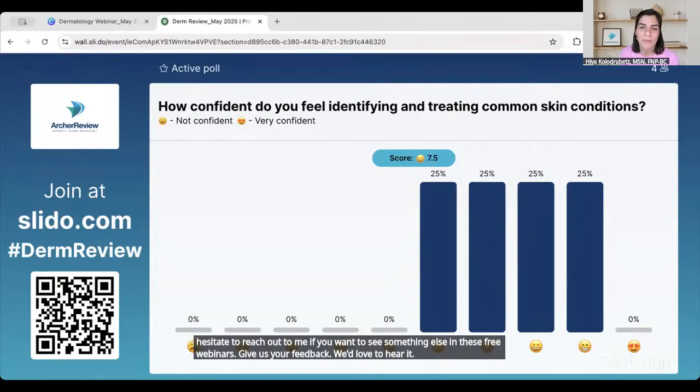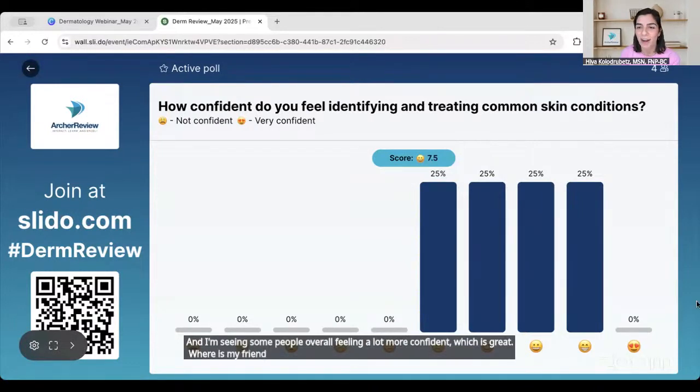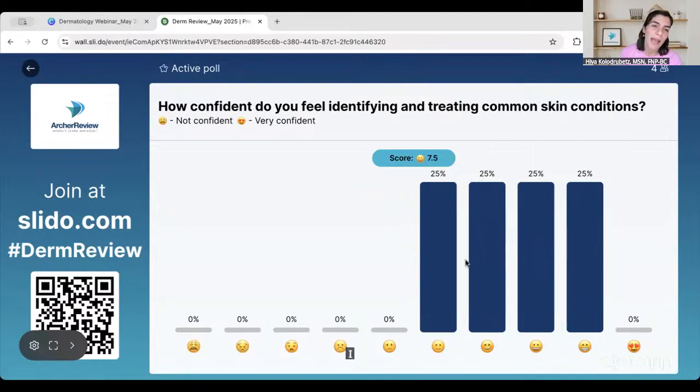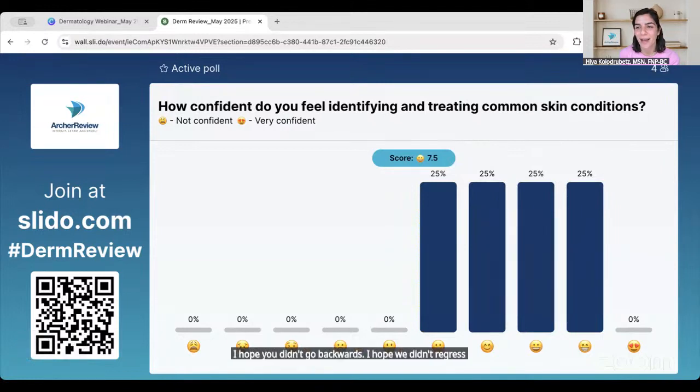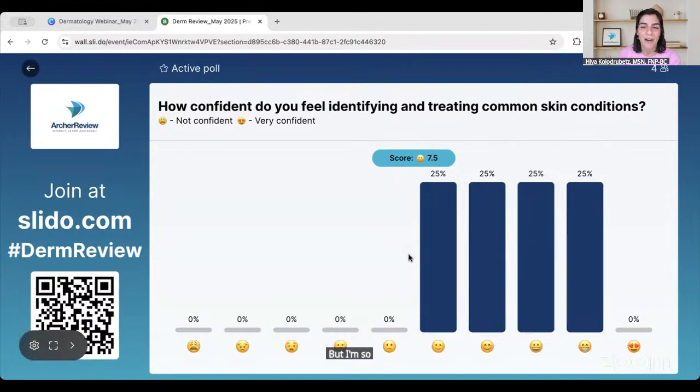And I'm seeing some people overall feeling a lot more confident, which is great. Where is my friend who was already at a 10 before we started? I hope you didn't go backwards. I hope we didn't regress, but I'm sure you just hopped off. But I'm so glad to see overall everyone's feeling a lot more confident. So that is awesome.